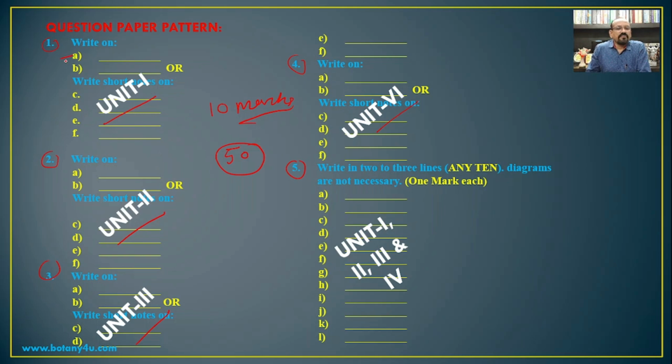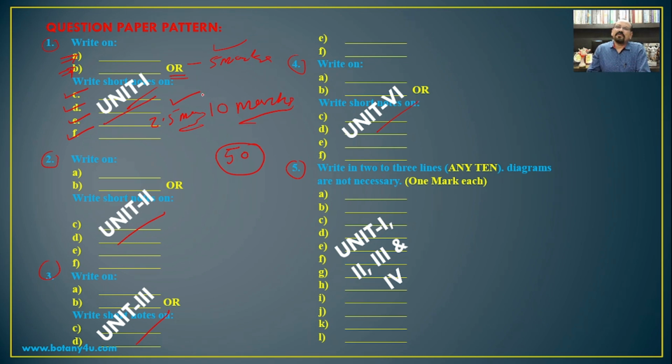The first question contains 2 notes, A and B, which are 5 marks each, and in OR there are 4 different notes C, D, E and F, again from the same unit, but these are for 2.5 marks each. So in this way, either you can solve these 5 mark questions or you can solve the 4 different questions of 2.5 marks, and all these 4 questions are in a similar pattern and are based upon 4 different units.